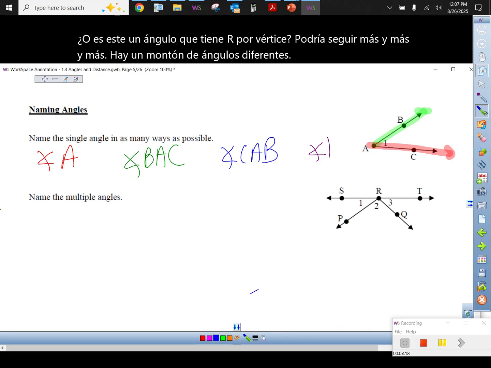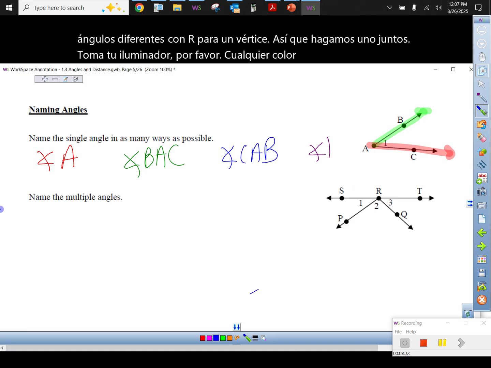So let's do one together. Grab your highlighter, please. Any color. I don't care. And let's highlight this guy right here. I cannot call him angle R. But let's name him by 3 letters. Right? I need the angle symbol.